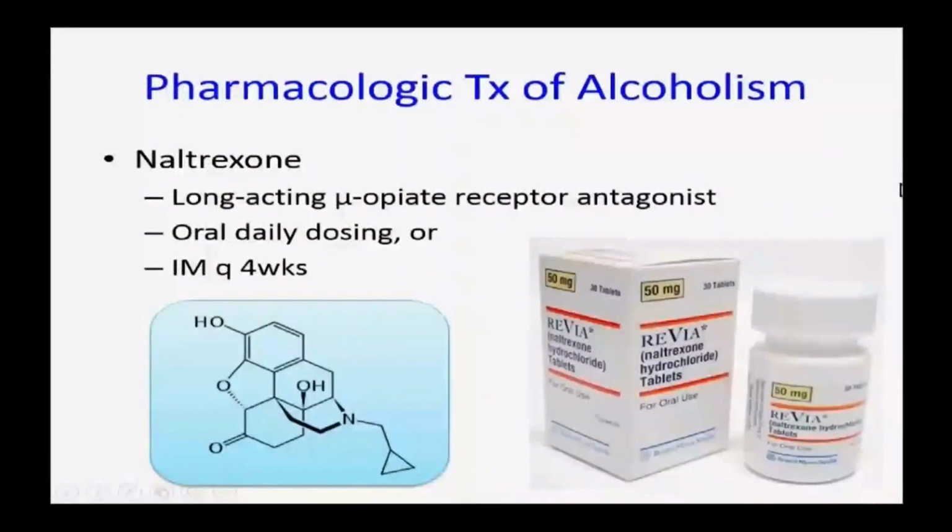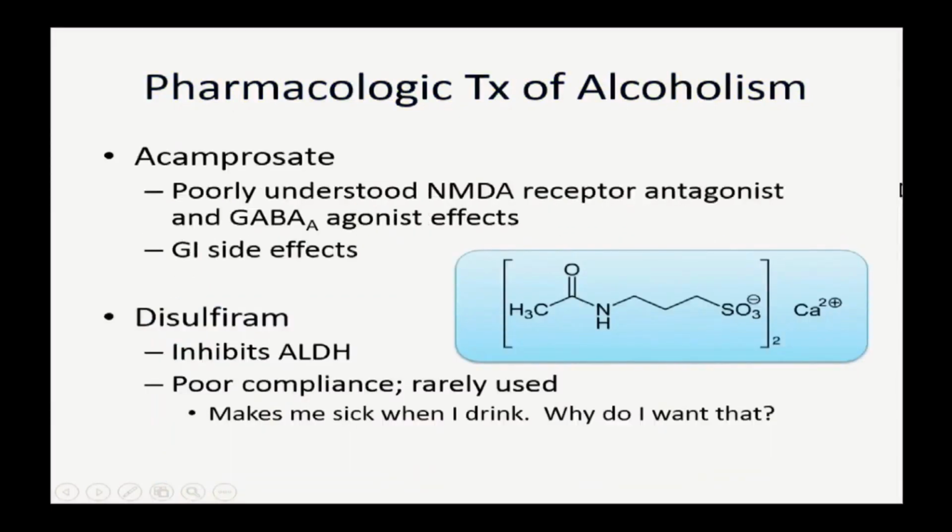Now there are other ways other than through GABA-A agonism that drugs can be used in the treatment of alcoholism. Naltrexone, a long-acting mu opiate receptor antagonist, can be given either intramuscularly every 4 weeks or oral daily dosing. And you might think that doesn't make much sense, but part of the CNS reward system can involve endogenous opiates, and if you block those endogenous opiates, then that can help you with your chronic alcoholism. There's another drug called acamprosate that has very poorly understood NMDA receptor antagonist and GABA-A agonist effects, so both of those would be sedating kind of effects. In addition, it is also known for causing some nausea and vomiting.